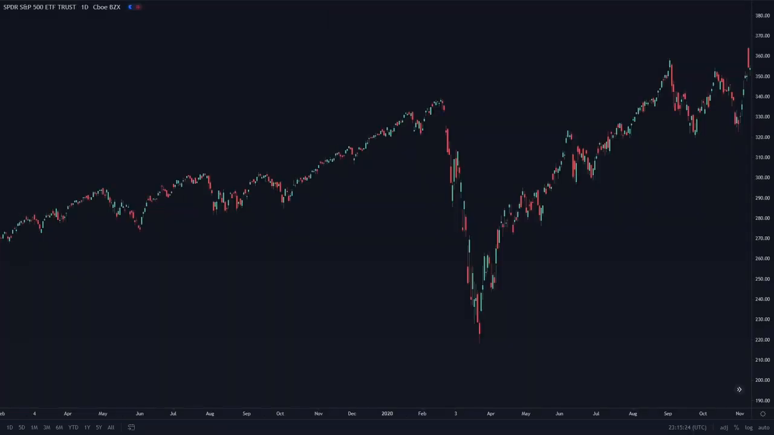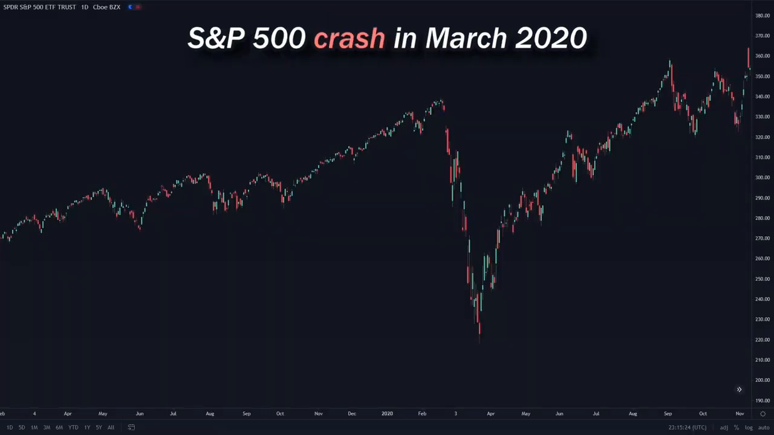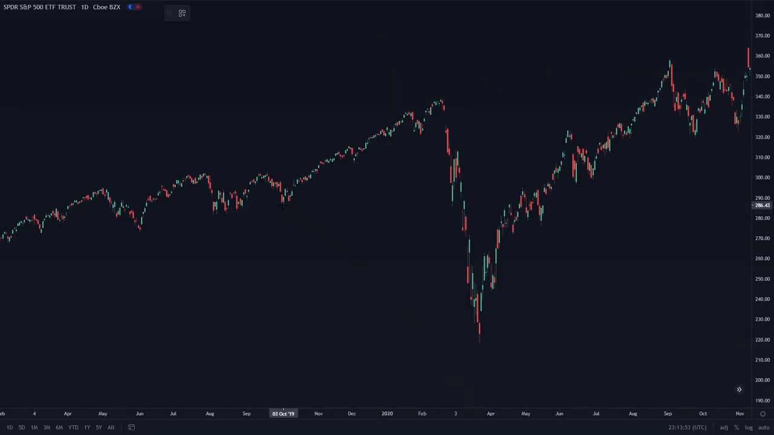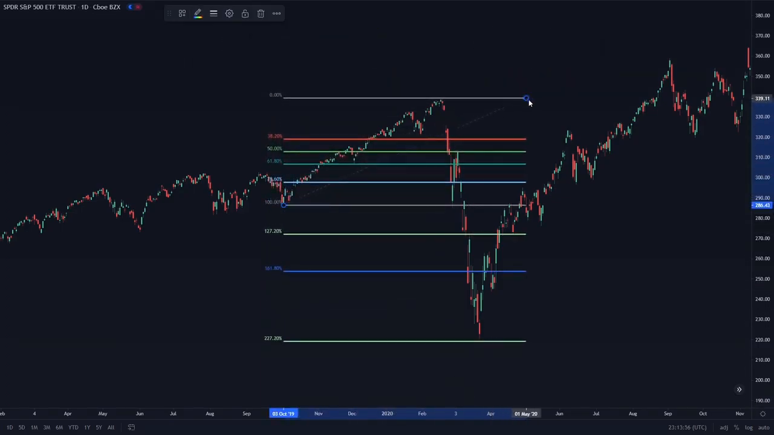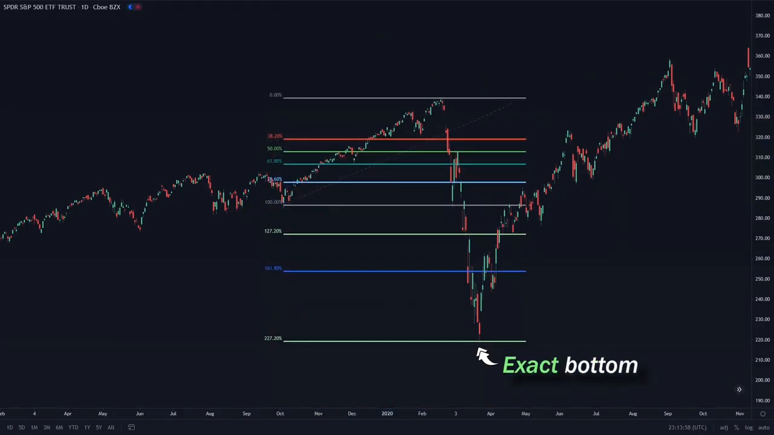Another example of this would be the S&P 500 market crash back in March 2020. So here, as we apply the Fibonacci retracement tool, you can see that the level predicted the exact bottom of the market crash. And now, I'm going to show you how to apply this tool onto your chart and how you can use it to find high win rate trade opportunities.